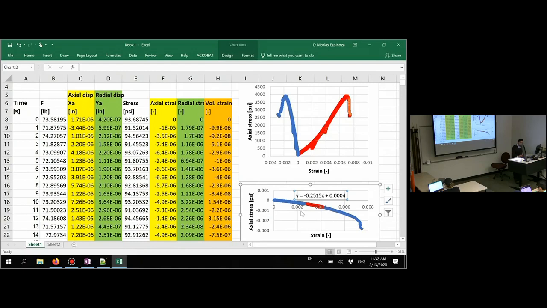So it's a negative value, right? Because this is just epsilon r divided by epsilon a, but the Poisson ratio is negative 1 times that. So 0.2515. That's what I get from there. All right, so I'll let you work a little bit on that. And if you have any questions, just let me know, and I'll help you out.